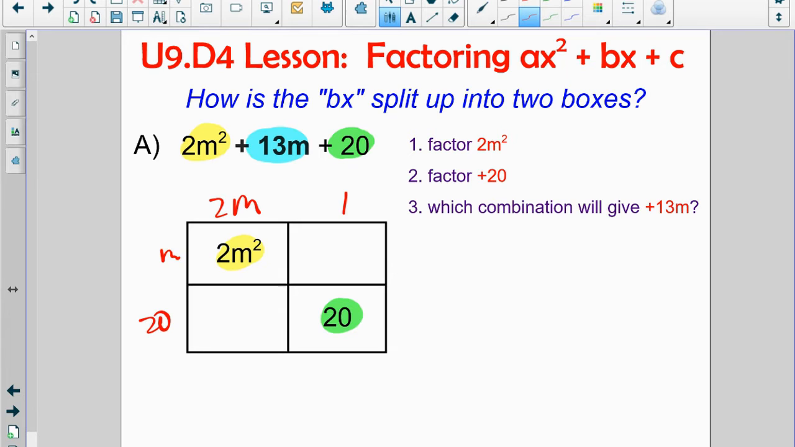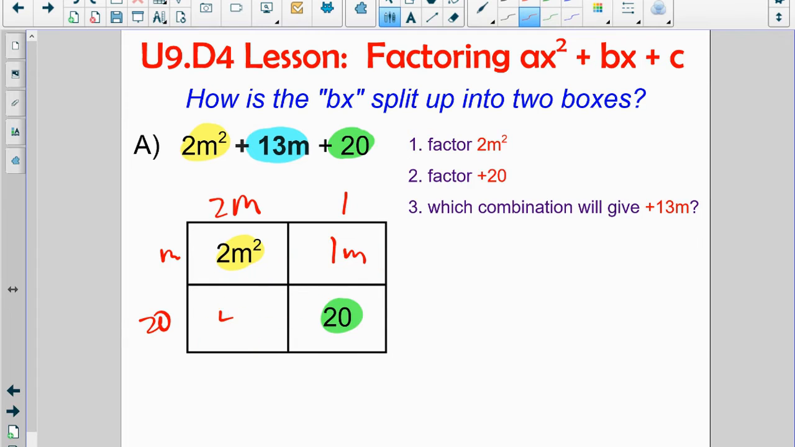So let's check and see which combination would actually give us, again, the key is this 13m when I add the like terms together. So the way I have it written right now, I would get 1m in one box and 40m in the other diagonal box. When I add together my like terms, I get 41m. The problem is I wanted to get 13m, not 41m.